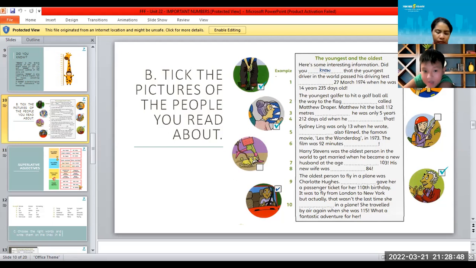Driving test on 27 March 1974, when he was 14 years, 235 days old. The youngest golfer to hit a hole in one on the way to the flag. Okay, go, just continue. I will check it. Just try.